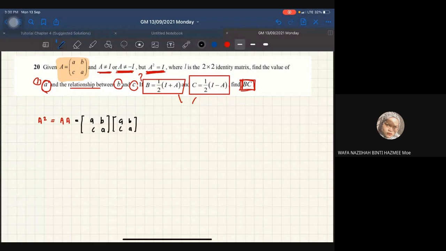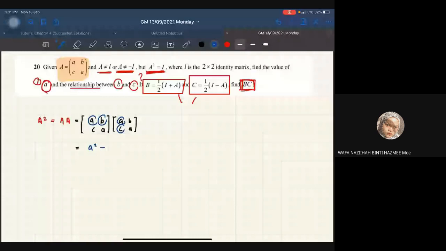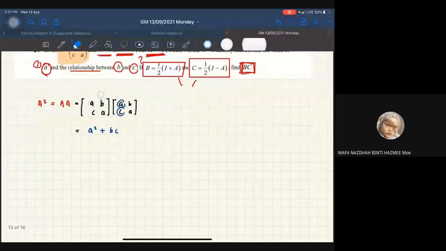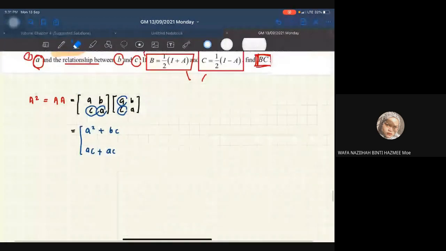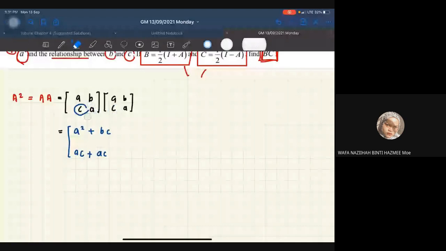Like that. Okay, and then you multiply everything. So A times A is A square plus B times C is BC. Okay, settle? For the second column, we will have C times A, so we have AC, and then plus A times C, so we have AC. If I'm careless, correct me right away.